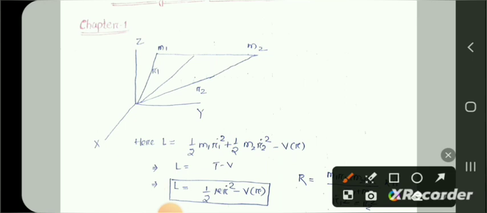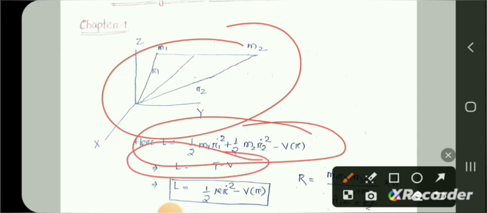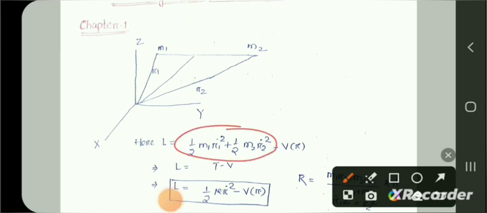So the Lagrangian of this figure will be half m1 r1 dot square plus half m2 r2 dot square minus V of r. Actually, Lagrangian is equal to kinetic energy minus potential energy. Here the kinetic energy is this part and the potential energy is only V of r.